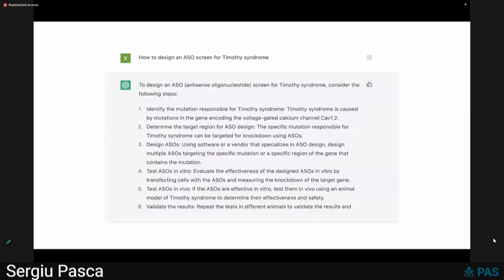And it will say, identify the mutation for Timothy syndrome, done. Determine the target region for antisense, done. Design the antisense, done. Test the antisense in vitro, done. Then it says, test the antisense in vivo. And essentially, it turns out that it's really important to test this antisense in vivo, not just for toxicity, but because many of these antisense actually do not work in an in vivo environment.